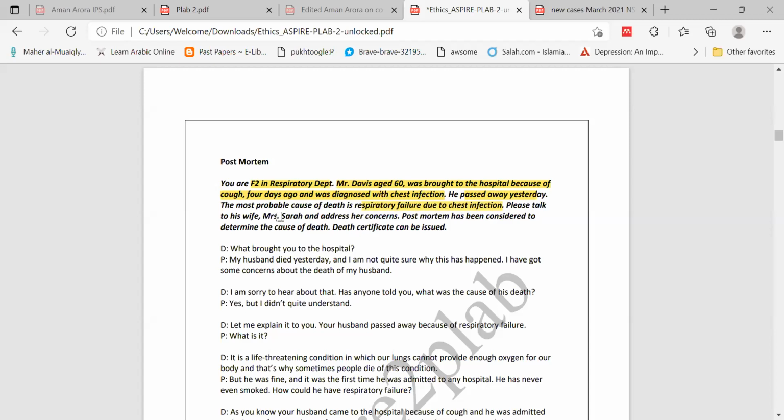Please talk to Miss Sarah, Mr. Davis's wife. Postmortem has been considered to determine the cause of the death. Death certificate can be issued. Postmortem has been considered to determine the cause, but you don't need to talk about the postmortem till she asks you, if she wants to talk about it. Because see the task, it doesn't say she's here to talk about postmortem. She's not here for that. She might talk about anything else. She might have other questions that she needs you to address. But the mutual information here is that Mr. David came to the hospital 4 days ago and he died. And this lady is in immense stress because of the death of her husband.